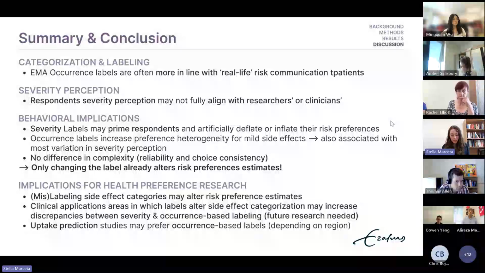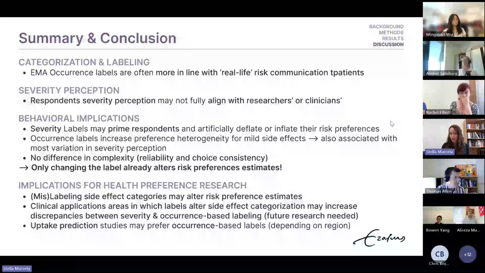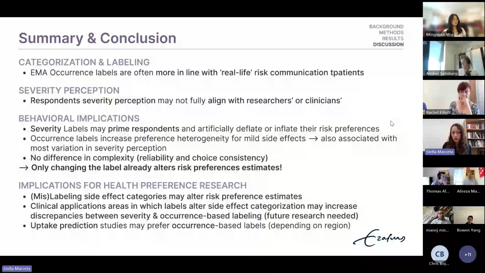Especially now that we only changed the label, but in clinical application areas, depending on which label you go for might affect how the side effects are ultimately categorized, and may increase this discrepancy between using severity versus occurrence rate labels. But of course, future research is needed to look at that. And finally, if a DCE is aimed at predicting uptake, it may be especially important to use these occurrence-based labels because it's more aligned with real-life risk communication. But of course, that may depend on the region, because this is how it's being done in the EU and the UK, and it might not apply to any other country.